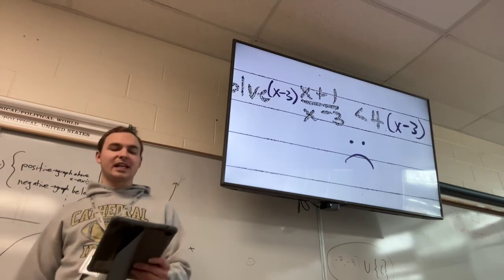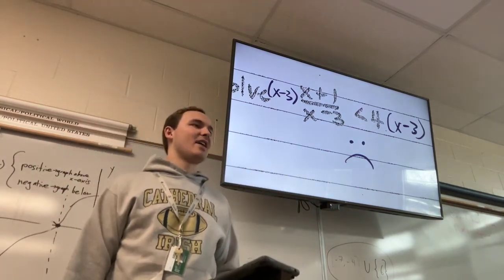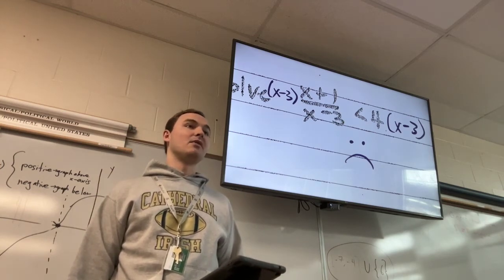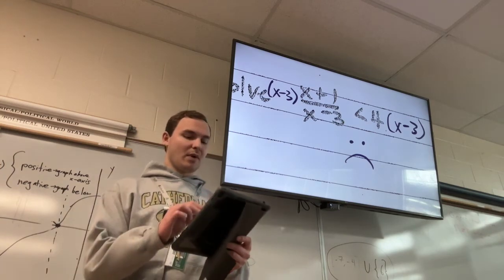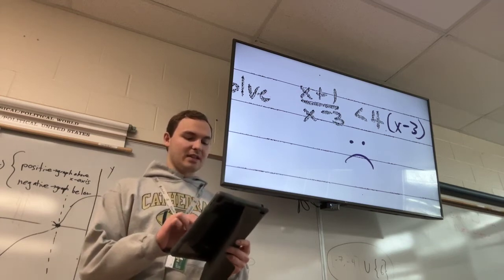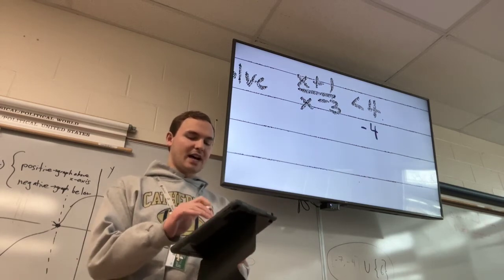When I multiply both sides of an inequality by a negative number, I need to flip the sign, right? Is x minus 3 negative or positive? We don't know. So because we don't know, we're going to go the safe route. The safe route is to instead subtract 4 from both sides.